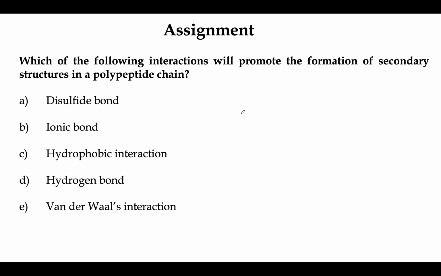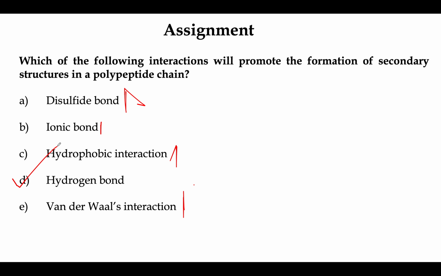So this is a simple assignment. Which of the following interactions will promote the formation of secondary structure? I have been reiterating this over and over again. Disulfide bond, no. This is a bond that requires 2 cysteine thiol groups. This is not the one. Ionic bond, no. Hydrophobic interaction, also no. Van der Waals interaction, also no. The answer is hydrogen bond.